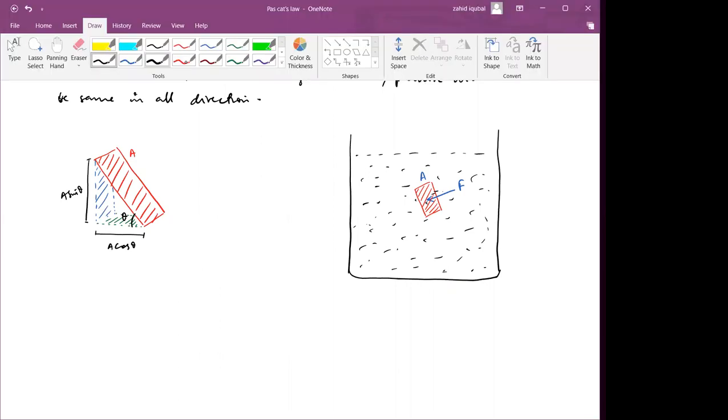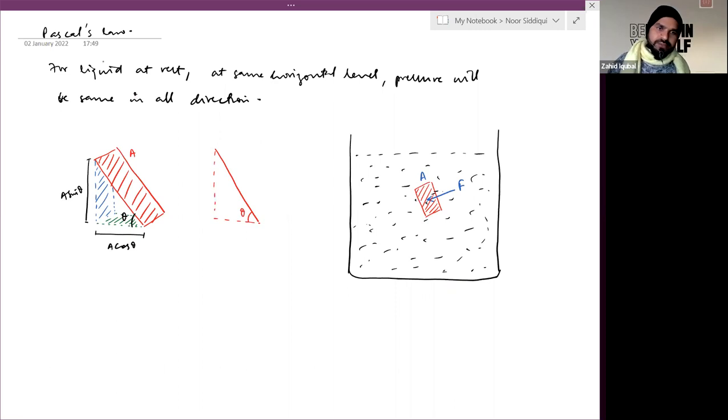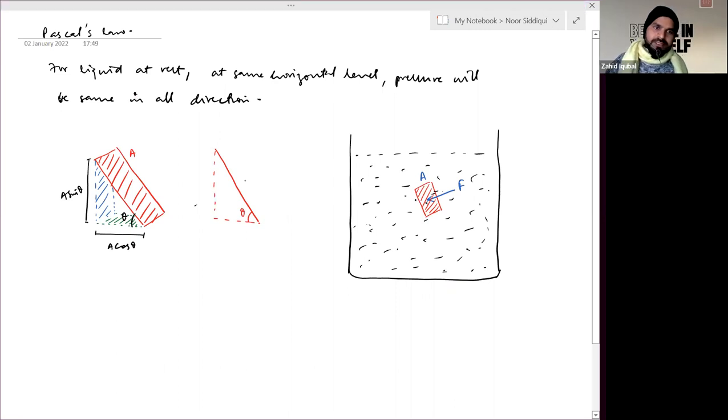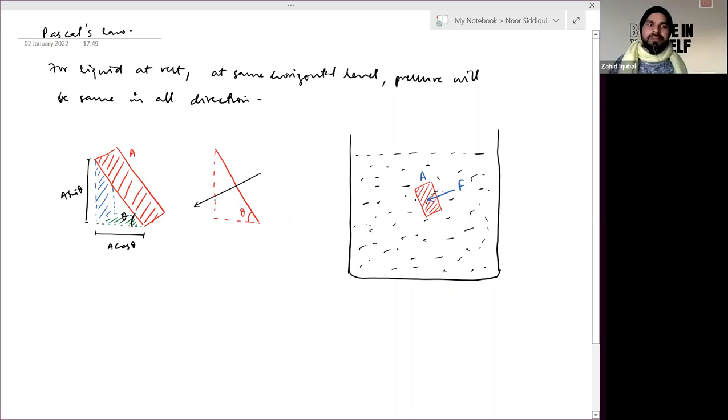Now, for this particular surface, since we have two different components, one perpendicular to it and one adjacent to it, having inclination theta, let me calculate the component of force acting. Why are we drawing the components? We have to calculate pressure on different segments. That's why we are calculating components of area as well as components of force.